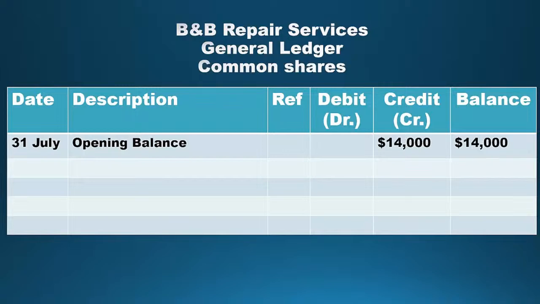11. Common shares. The common shares account represents the owner's initial investment in the business. On July 31st, the balance is $14,000. This is an equity account, so the opening balance is recorded on the credit side of the ledger. 12. Retained earnings. Retained earnings represents the accumulated profits of the company that haven't been paid out as dividends. As of July 31st, the balance is $17,290.